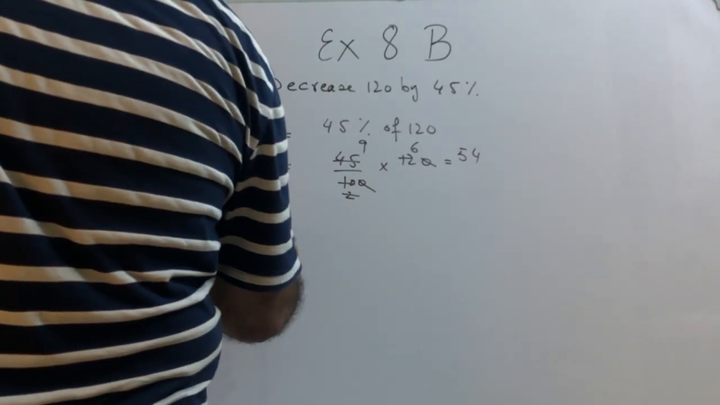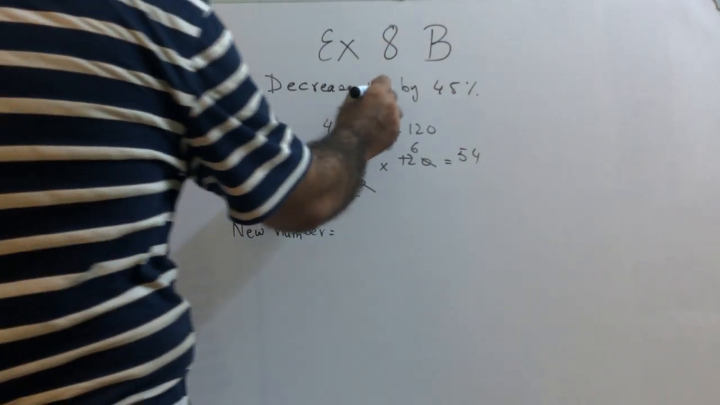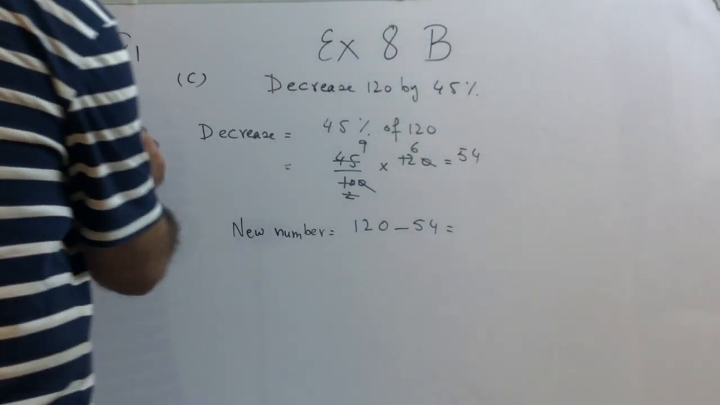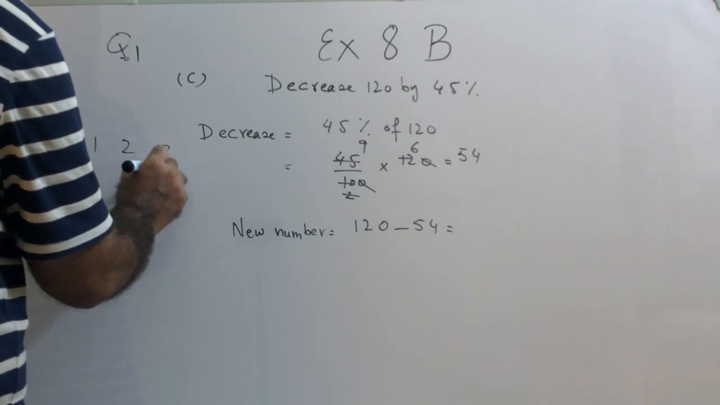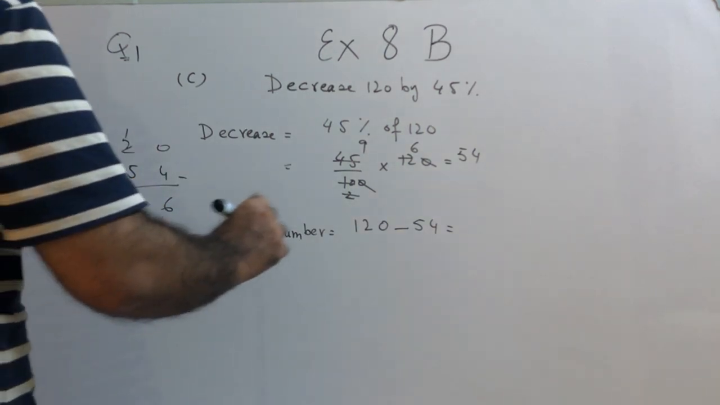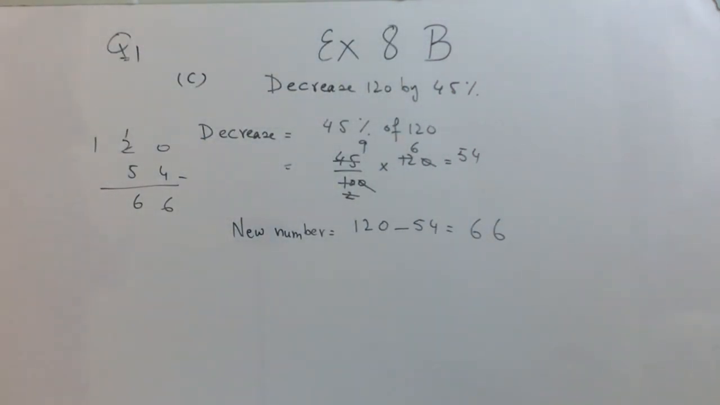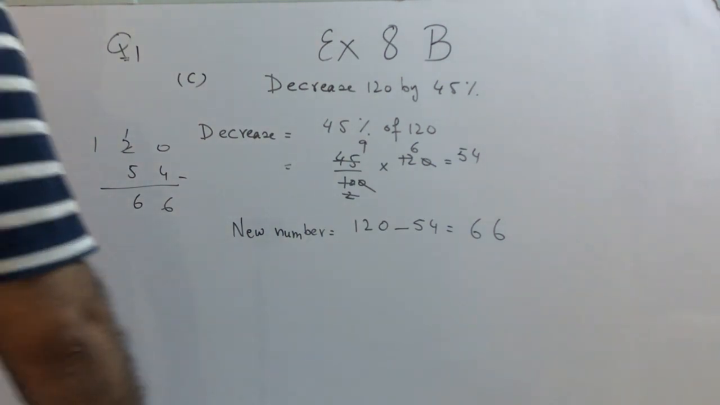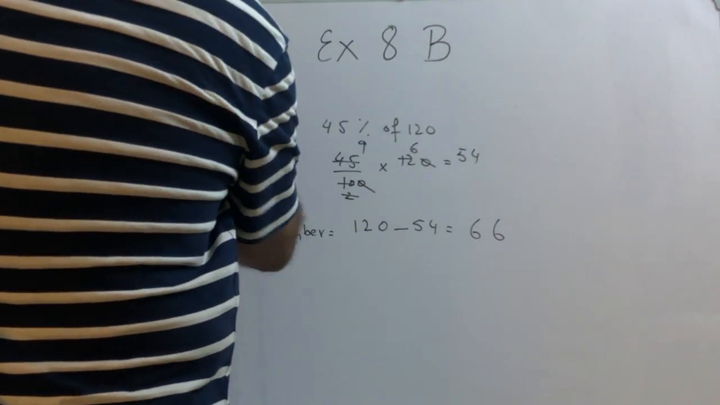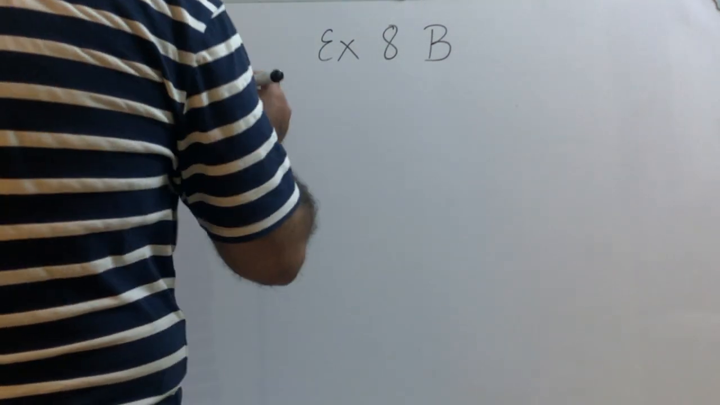So we will be getting the new number after the decrease. Originally it was 120. The decrease is 54. So 120 minus 54 is 66. So 66 is the new number. When we decrease 120 by 45%, we get the new number as 66. So this was all about part C. Now we will be doing part D.